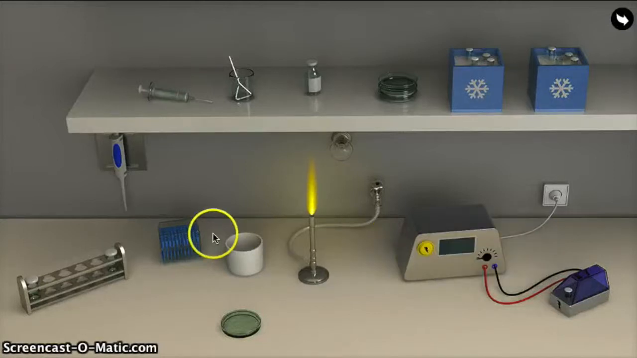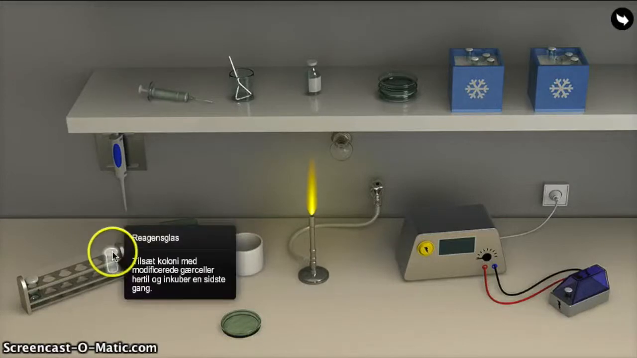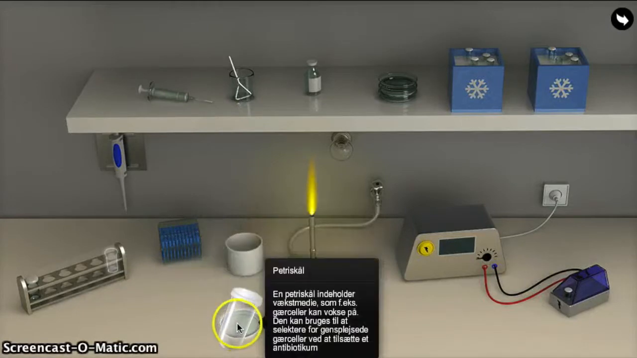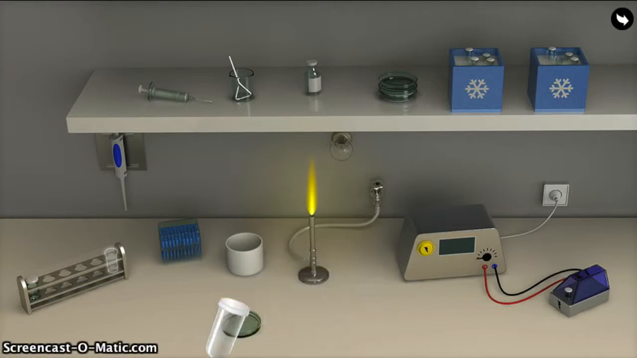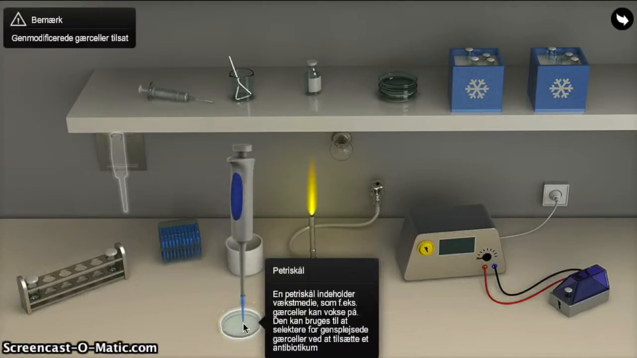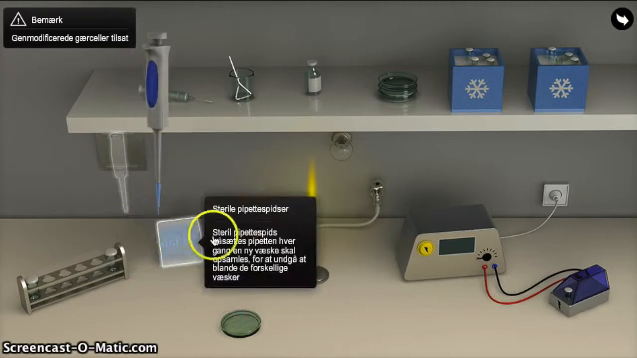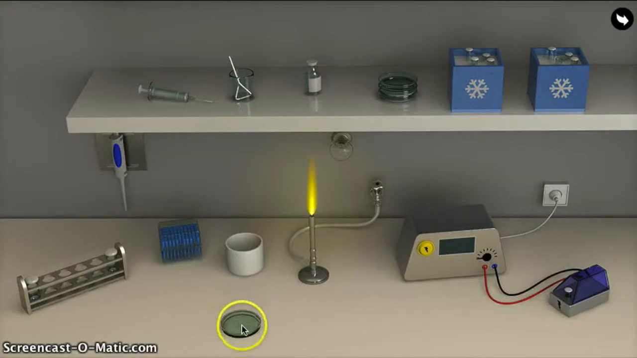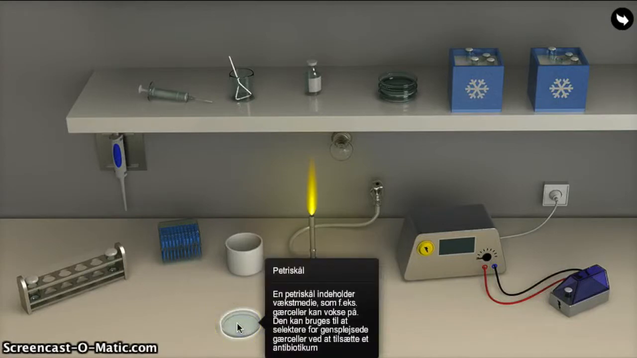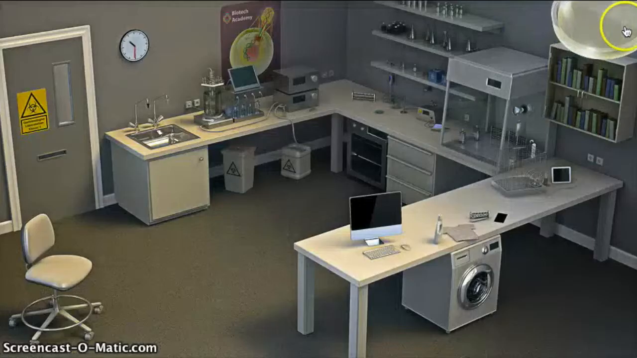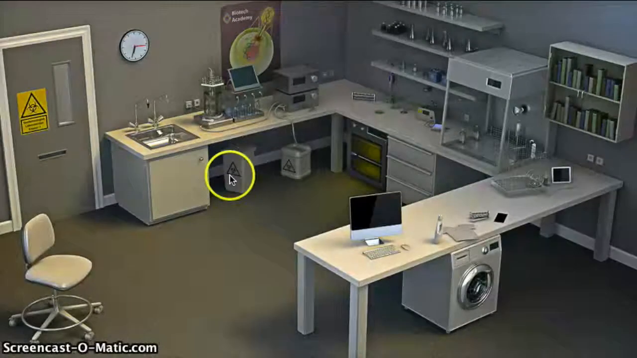Then we have to put the genetically modified cells in the petri dish where there are antibiotics, and we do this so it will kill the cells that weren't genetically modified. The genetically modified cells need to stay in the heating cabinet for 24 hours so the cells can multiply.